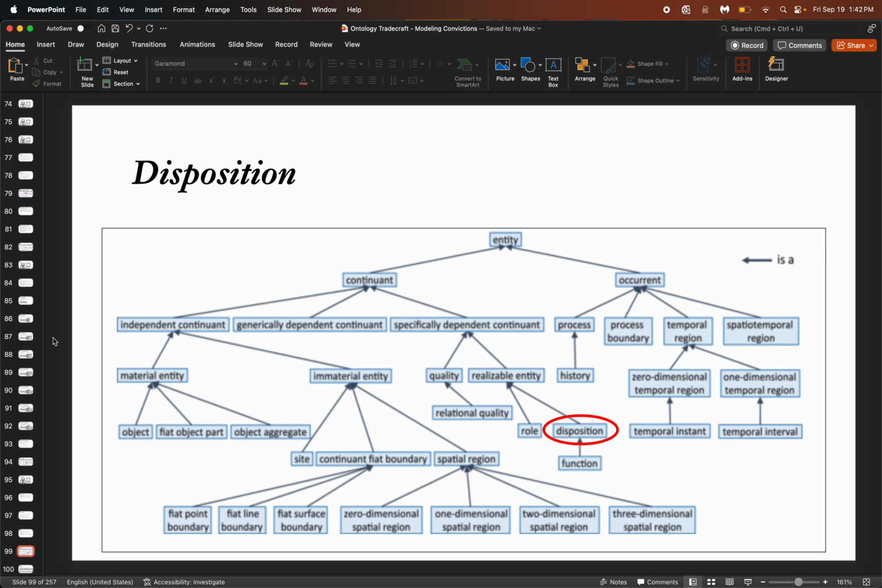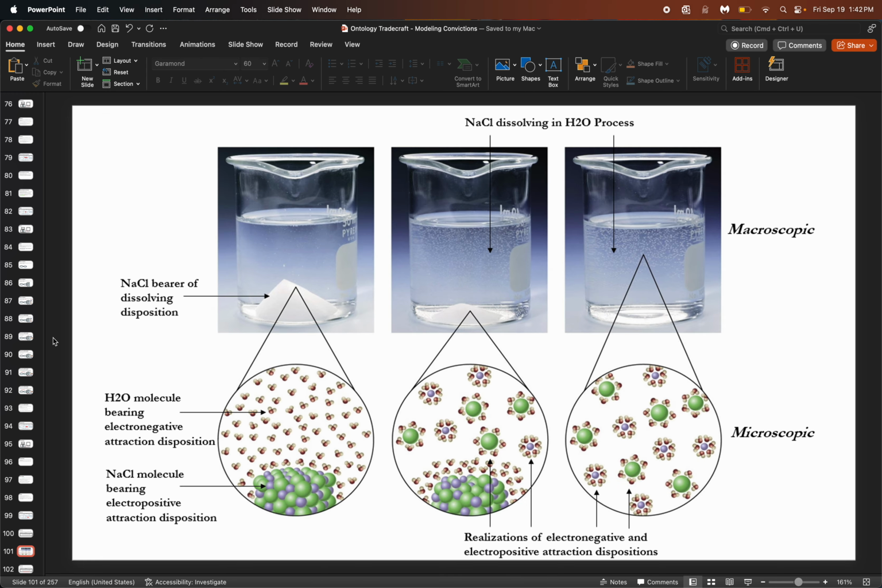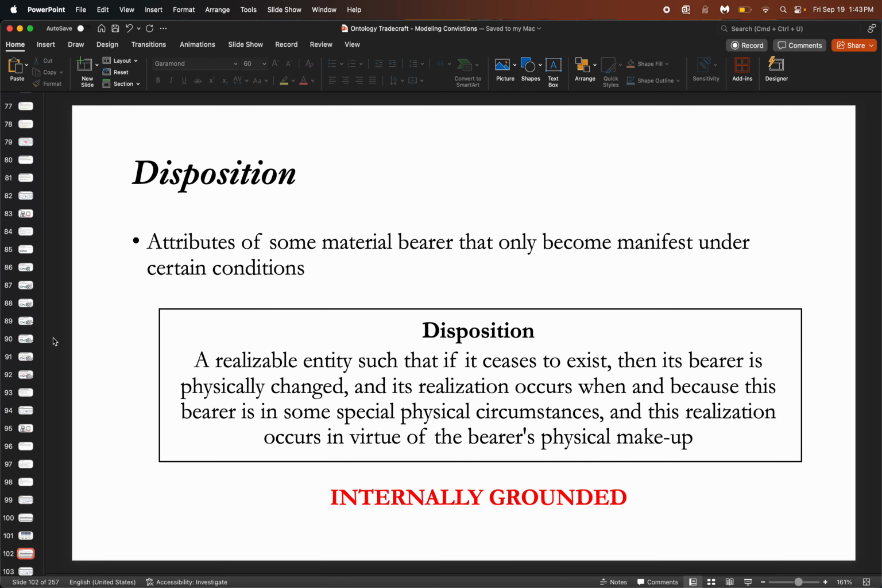One's dispositions. So this is again a subclass of realizables. These are realizable entities such that if they cease to exist, then their bearer is physically changed in some way. And its realization occurs when and because the bearer is in some special circumstance. It occurs in virtue of the bearer's physical makeup. So a great example is just what we've been looking at, sodium chloride. The reason sodium chloride is soluble is because of its lattice structure. And if sodium chloride loses its solubility, something about the lattice structure must have changed. There's a necessary relationship between them.